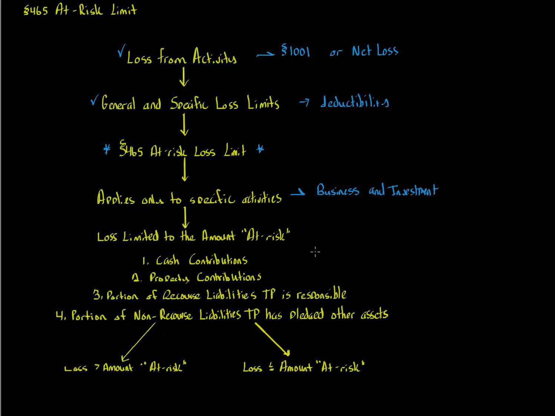So what exactly is that? The amount at risk is referred to in Section 465 to be the sum of four things. The sum of four different things. Cash contributions by the taxpayer with respect to the activity, property contributions, the portion of recourse liabilities that the taxpayer is responsible for with respect to the activity, and finally the portion of non-recourse liabilities that the taxpayer is responsible for, but only to the extent of pledged other assets that the taxpayer has presented to the activity. So it's all reviewing this with respect to the activity that's going on.